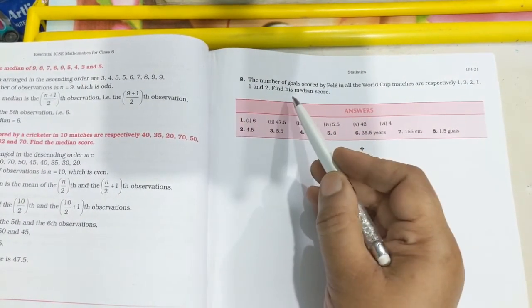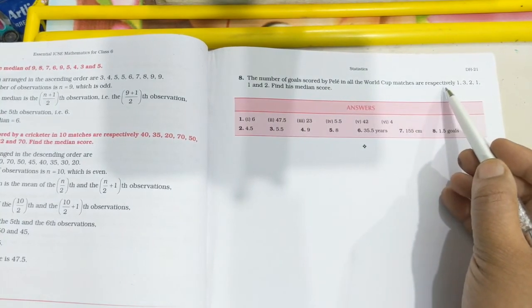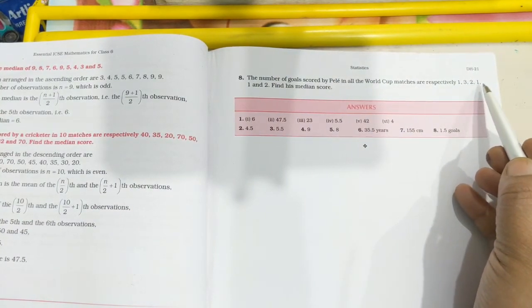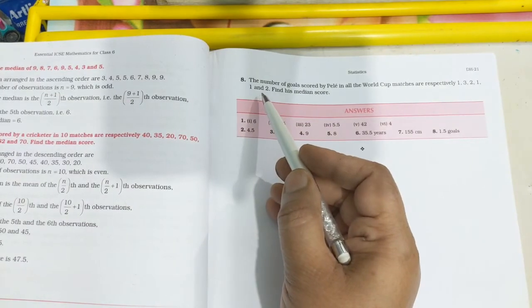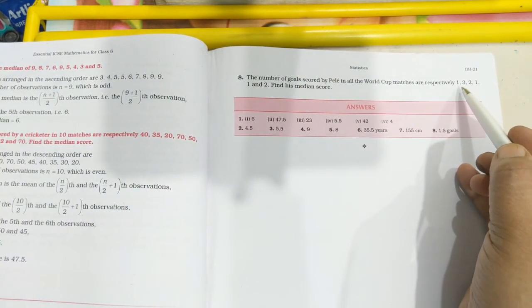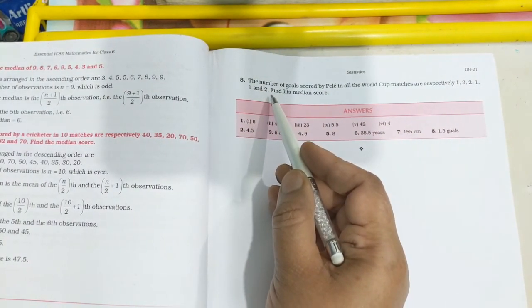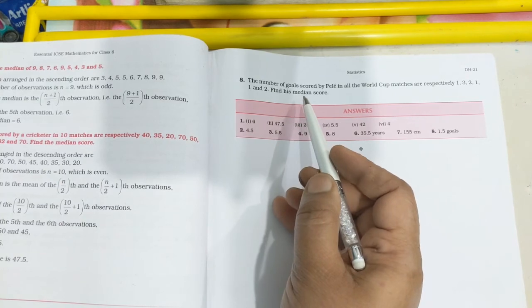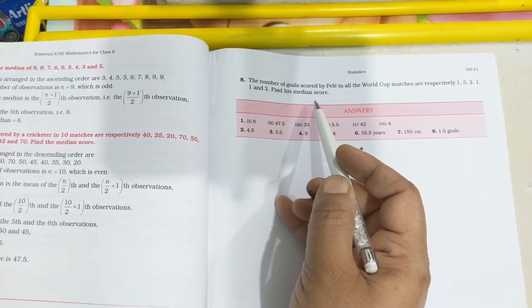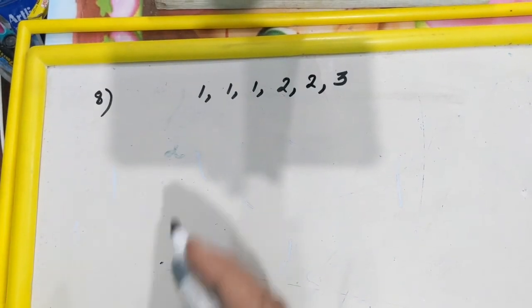Question 8. The number of goals scored by Pele in all the World Cup matches are respectively 1, 3, 2, 1, 1 and 2 goals. Find the median score. How many observations are in it? 1, 2, 3, 4, 5, 6. 6 means n equals 6, an even number. So we'll collect the two centermost observations and find their mean.